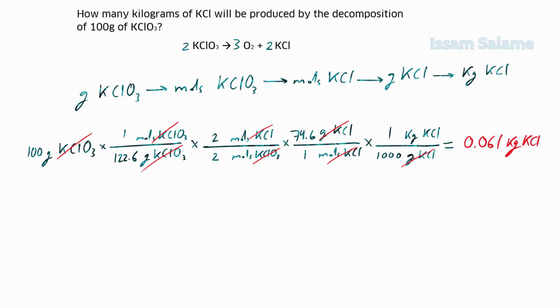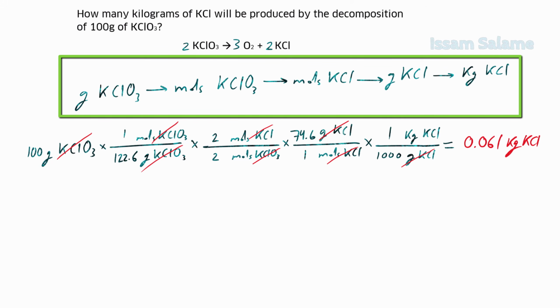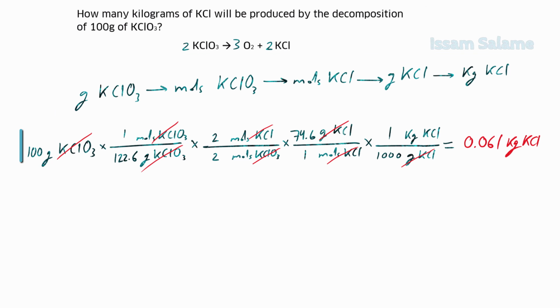To summarize what we have learned in this video on how to solve stoichiometry problems, my advice is always to start by drawing a sketch for the steps that you're going to follow, like this one. And then you start with the given with its unit, multiply it with a fraction. Always keep in mind to cancel the unit, it should be once in the numerator and once in the denominator.